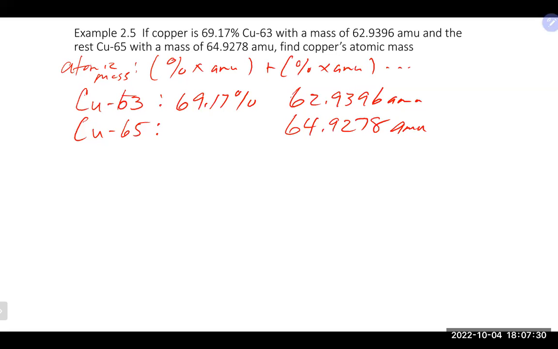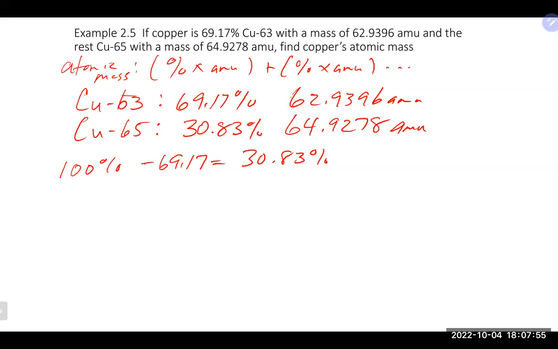We do need the percentage of copper 65. We could get it by assuming what? We'd assume that 100% would be everybody, right? So if it's already 69.17% of our copper 63, that means the percentage for our missing isotope should be about 30.83%. So you could assume that these would be 100% of all the naturally occurring isotopes, and find the missing percentage. At this point, you've got everything you need.